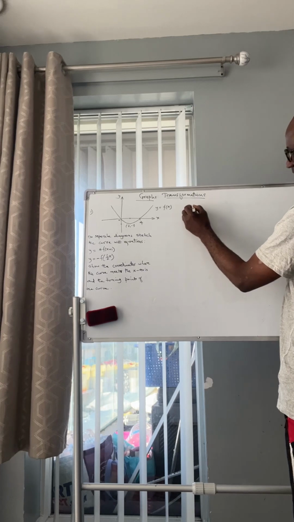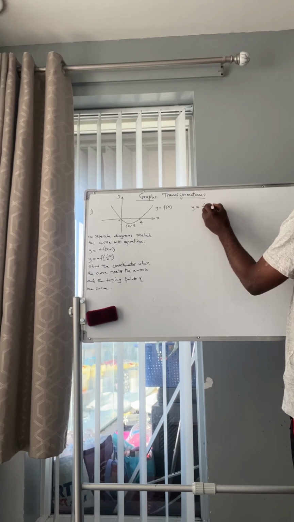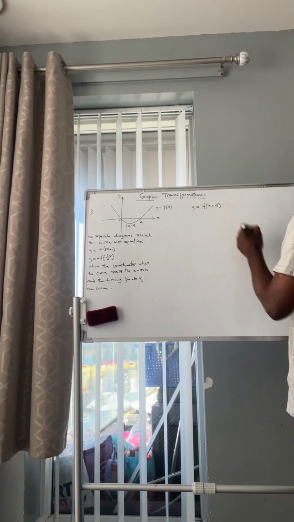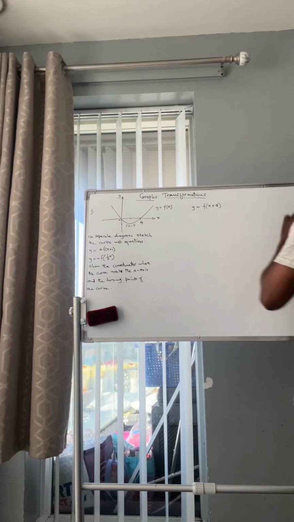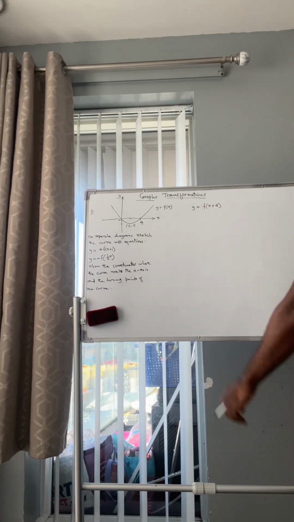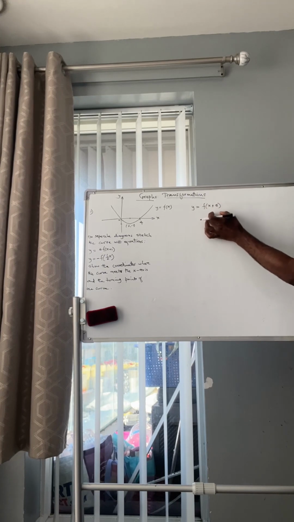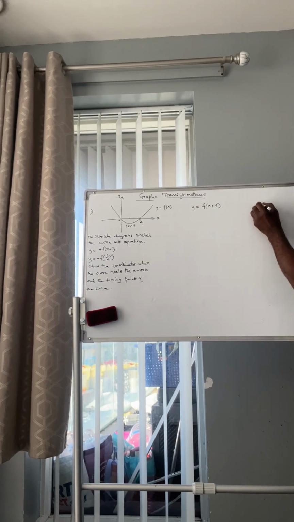The first one is y equals f of x plus a. This is a horizontal transformation, which means this transformation takes place on the x-axis. With a being positive inside the parentheses, when you sketch the graph, it is going to take the value minus a.